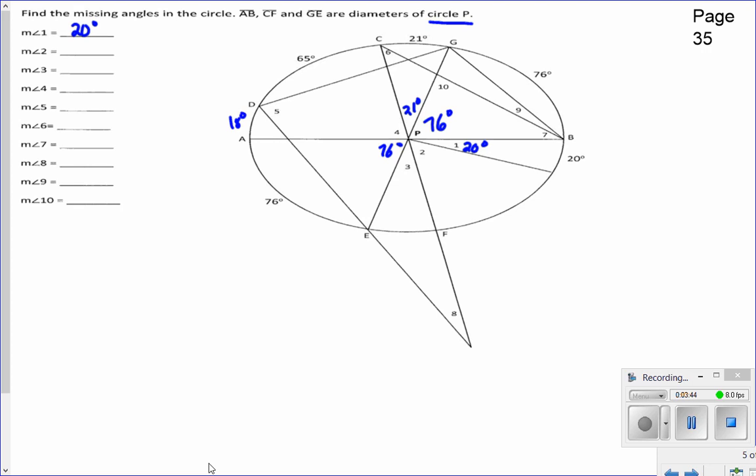All right, now, we talked a moment ago about the fact that arc AD and arc DC combine to create that central angle there. So now that I know 65 and 18, I'm going to add those together, and that'll give me the measure of arc AC, which is also then the same as the measure of angle 4. So 65 plus 18 gives me 83 degrees for both the arc and the angle. So I'll go ahead and fill that in. All right, so let's see what else we know here.